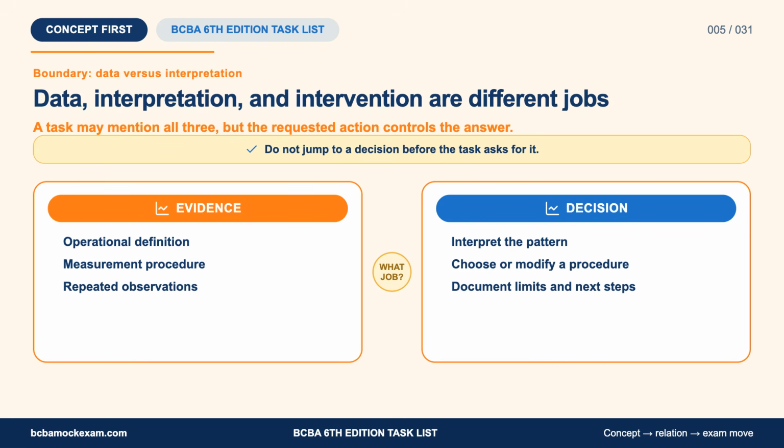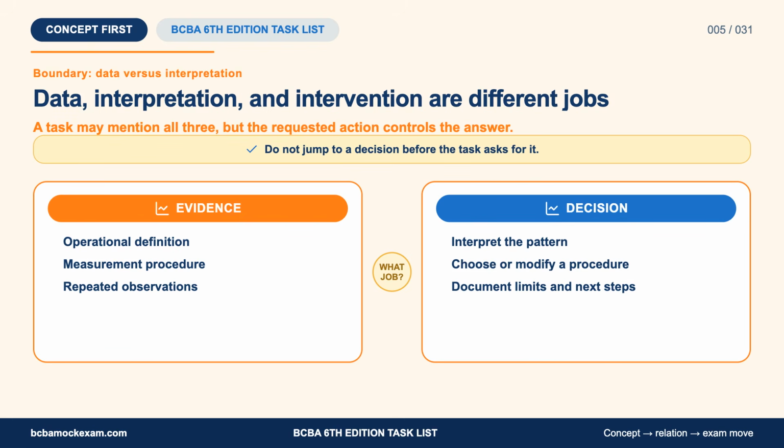For example, operational definition belongs on one side of the boundary, while interpret the pattern belongs on the other. The question is not which phrase sounds more clinical. It is what changed in the relation or decision. That is why what job matters. A shared word or setting does not erase the difference between measurement procedure and choose or modify a procedure. The 2 panels are meant to be read together. Name the signal and the limit before you generalize.